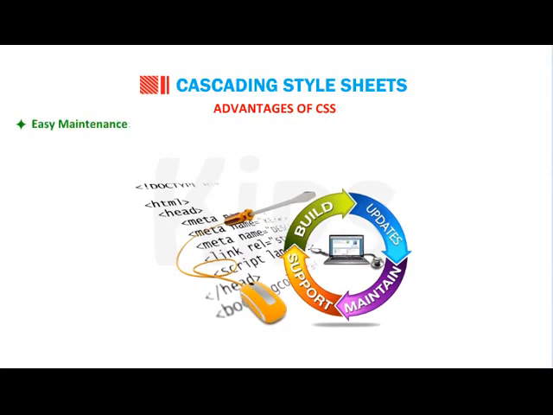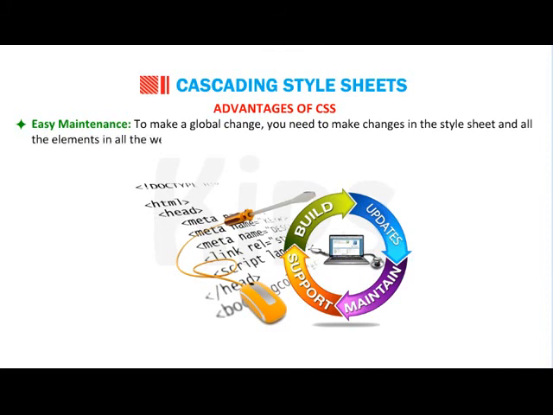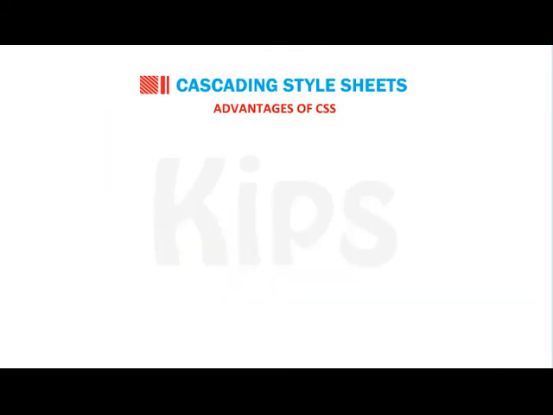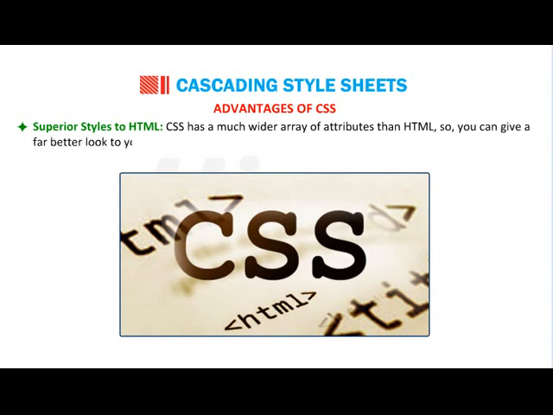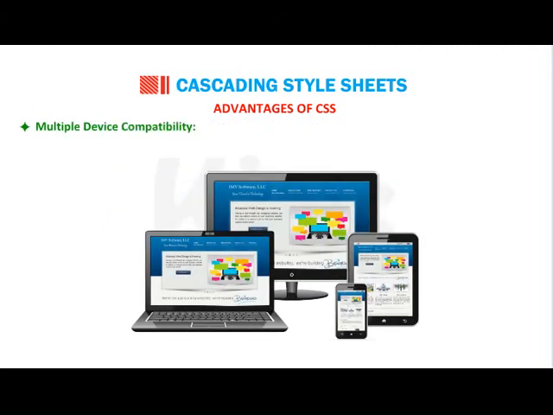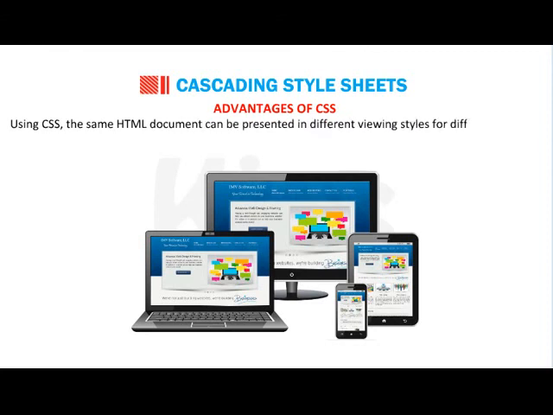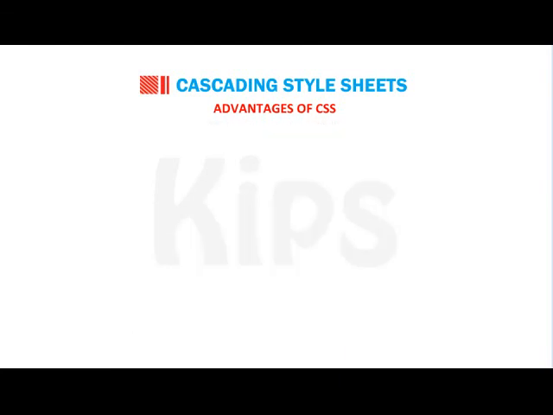Easy maintenance. To make a global change, you need to make changes in the style sheet and all the elements in all web pages will be updated automatically. Superior styles to HTML. CSS has a much wider array of attributes than HTML, so you can give a far better look to your web page in comparison to HTML attributes. Multiple device compatibility. Style sheets allow the web pages to be optimized for more than one type of devices. Using CSS, the same HTML document can be presented in different viewing styles for different devices, such as desktops, PDAs, and cell phones, etc.